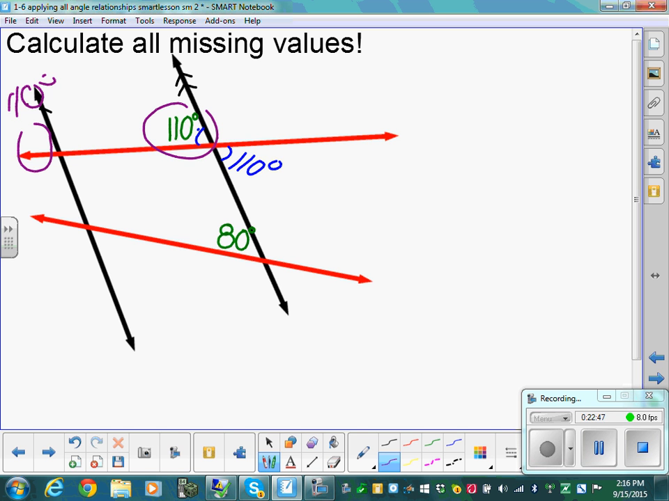So this one and this one are vertical angles, so that's beautiful. Okay, pause. Is everybody following? Yes. Okay, continue.